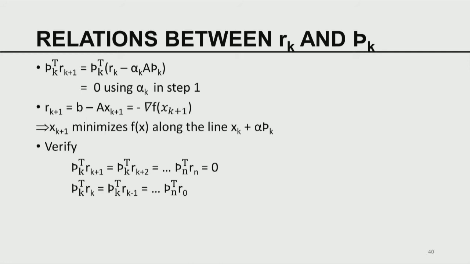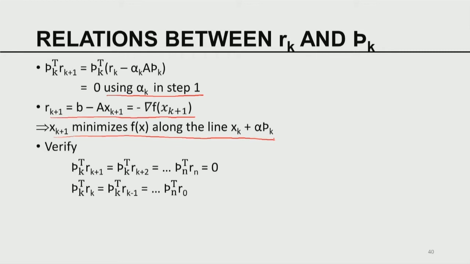Relation between rk and pk: pk transpose rk plus 1 is 0 using alpha k in step 1. I would like you to verify this. These are all important properties. That means rk plus 1 and pk are orthogonal to each other. Please remember, in the case of the conjugate gradient method, rk plus 1 and rk are orthogonal. Here rk plus 1 is the gradient of the function at xk plus 1. That implies xk plus 1 minimizes f of x along xk plus alpha pk.